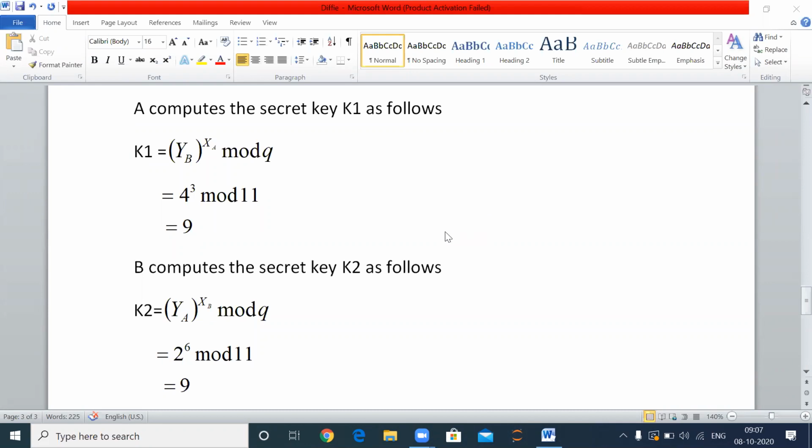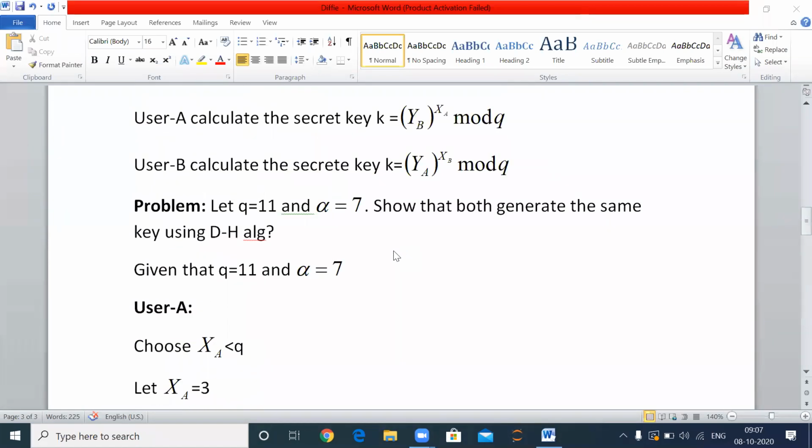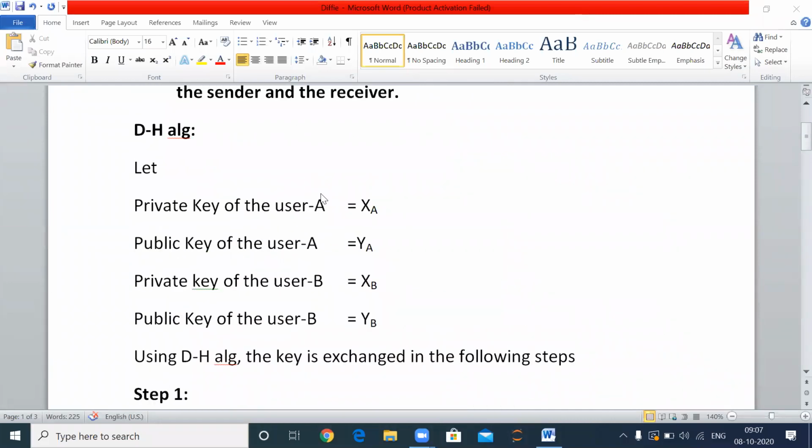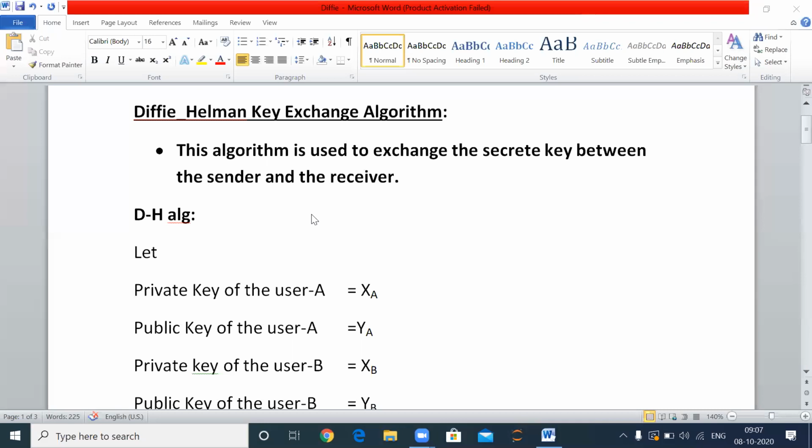So, in the last session, we discussed the Diffie-Hellman key exchange algorithm. On that algorithm, we are representing three steps. The keys are exchanged between sender and receiver by using this algorithm. By using this algorithm, the secret key is exchanged between the sender and receiver.